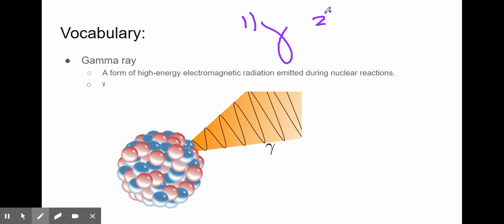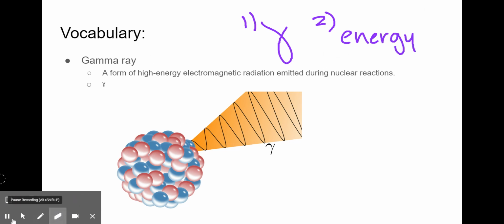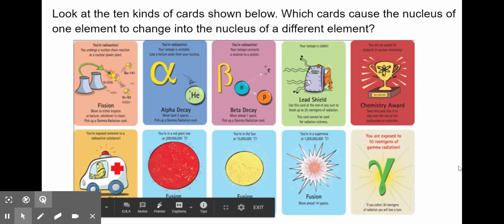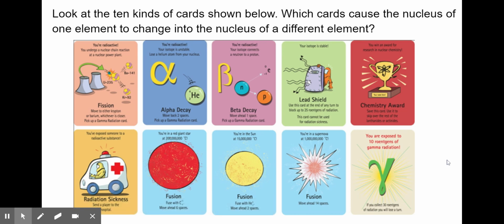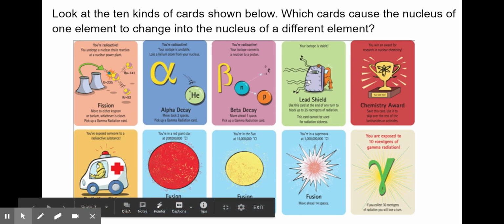Sometimes you will see people write the word energy in a reaction, okay? That would also represent gamma. So some things we're going to look at: there are 10 cards that you see below here, and these 10 cards are different examples of cards that you will see in the board game that you're playing, okay? So let's take a look here.